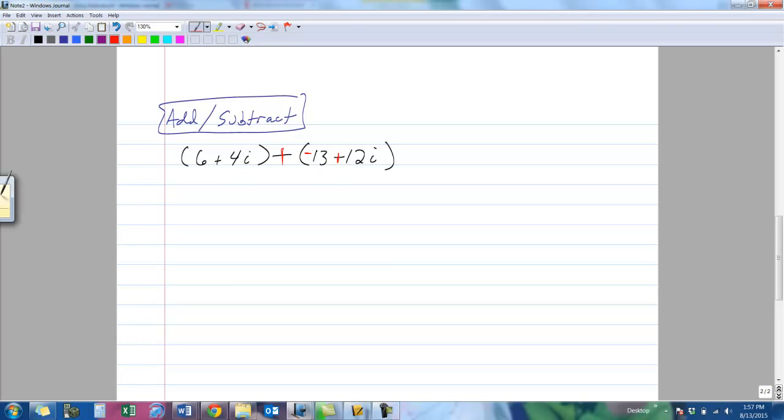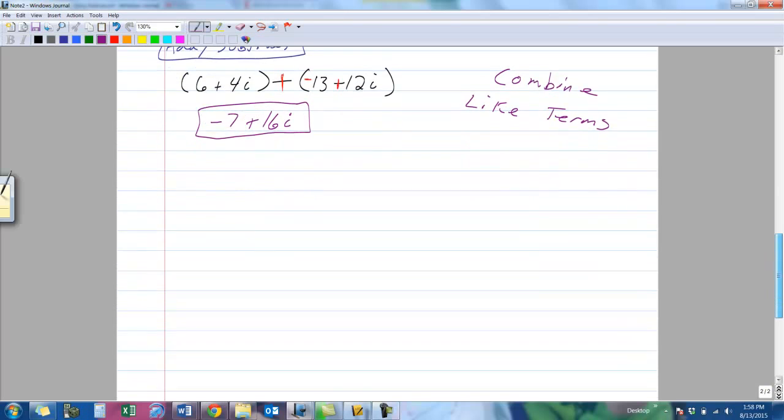Here's the thing, y'all. We have a real component and an imaginary one. You're just going to combine like terms, just like we've always done. 6 plus 4i, they're not like terms, I can't add them, but 6 and negative 13 is negative 7. And then 4i plus 12i is plus 16i. When you're adding and subtracting, combine like terms. That's it. Keep that simple. Multiplying is where it gets a little tricky.